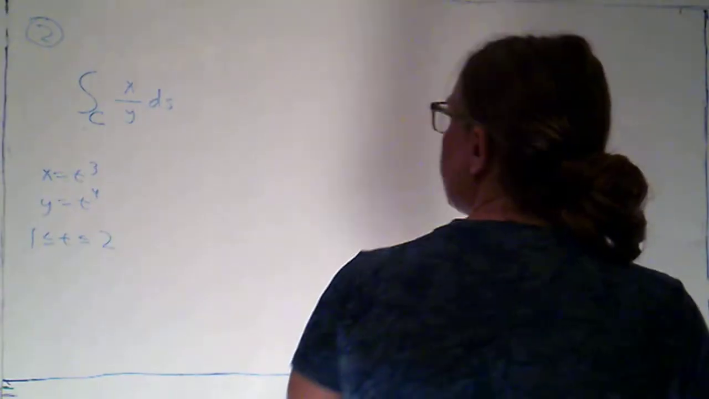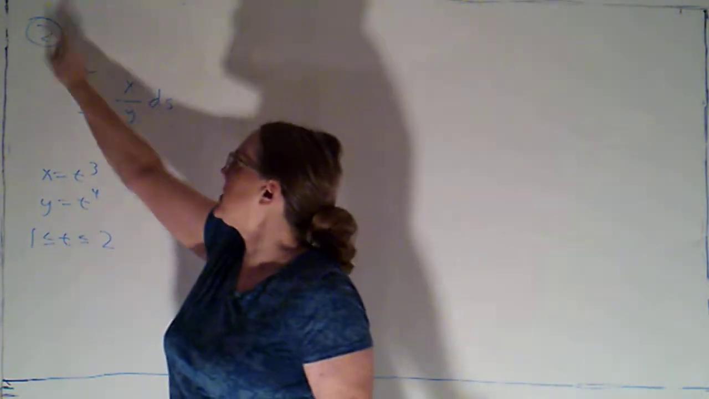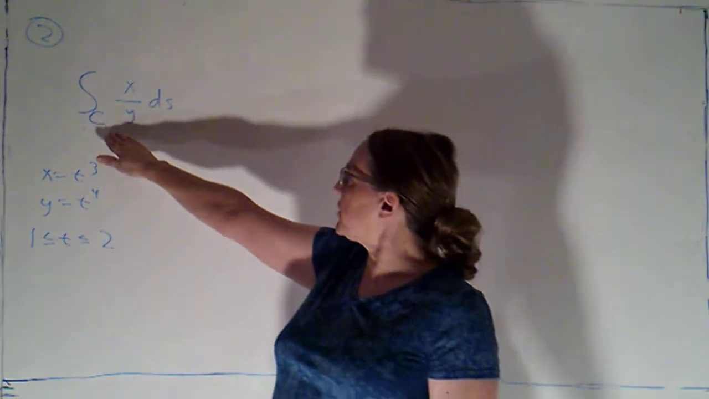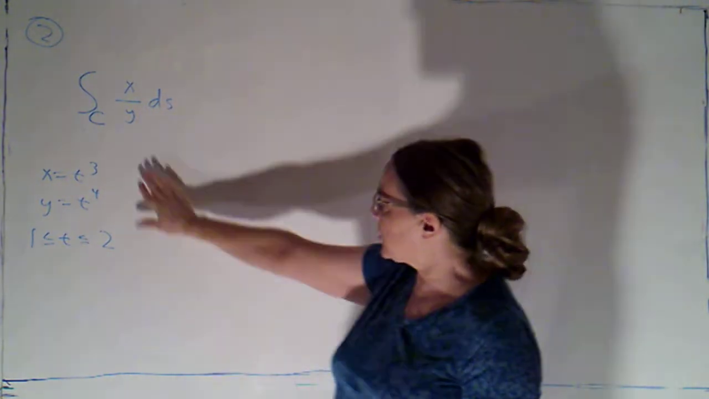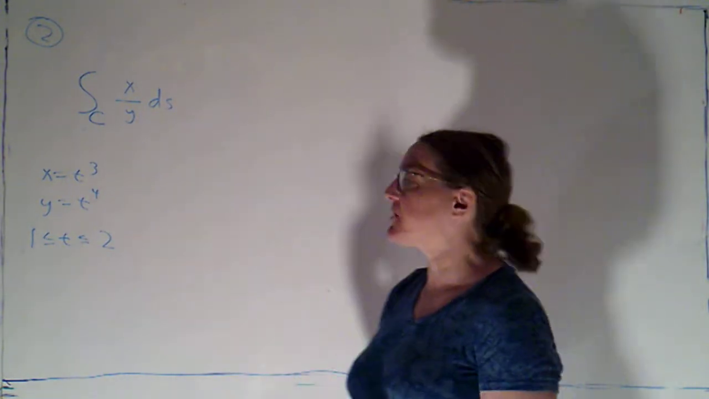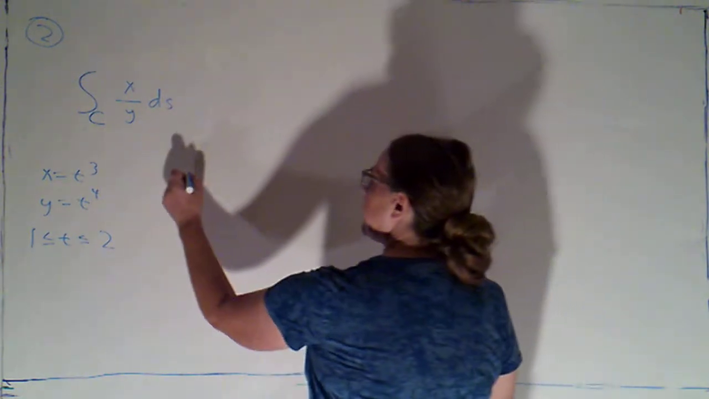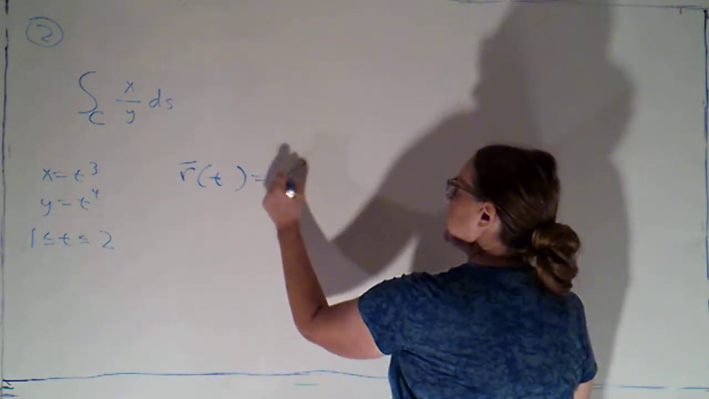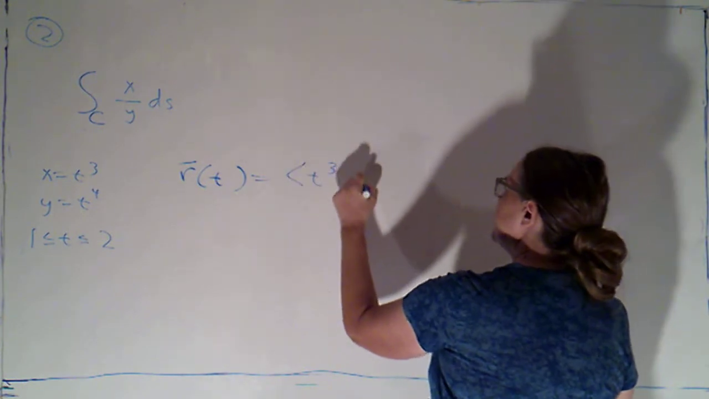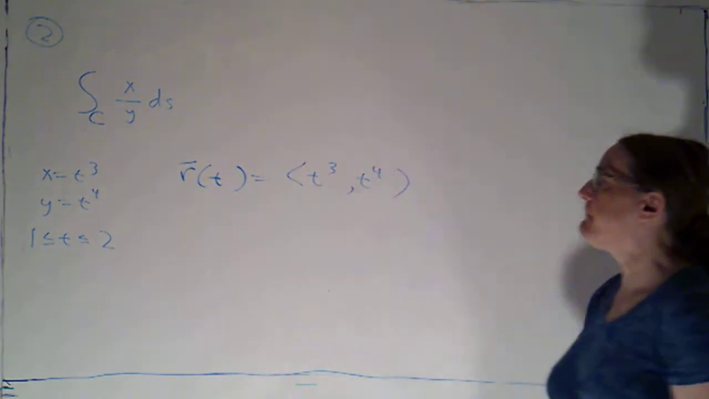So I've got an even numbered problem from your textbook up on the board. It's number 2. We're integrating over the curve C, x over y with respect to arc length S. And the curve is described this way. So we're given parametric equations for it. I'm just going to immediately rewrite that as a vector function. That means r of t is t cubed, t to the 4th.